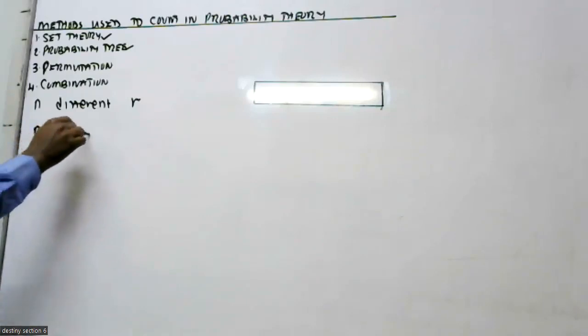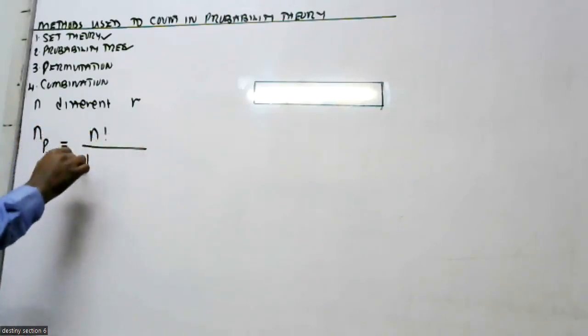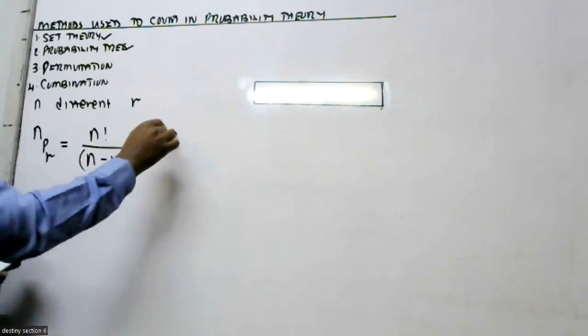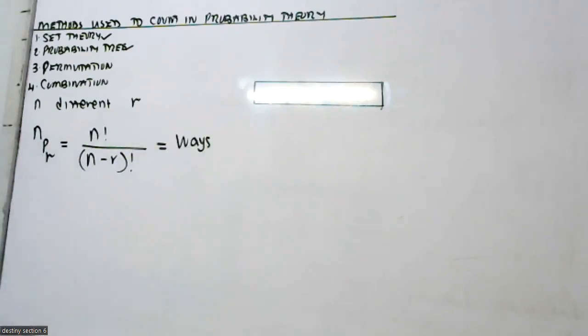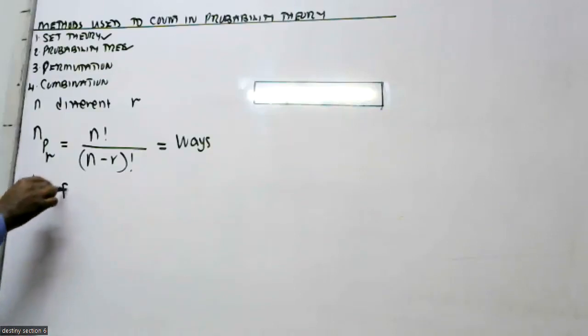It's computed as nPr equals n factorial over (n minus r) factorial, which is equal to the number of ways. This symbol is called factorial notation.